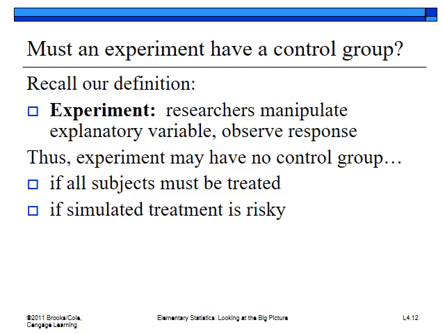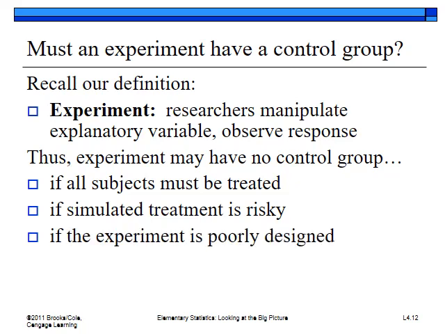We may have no control group if the simulated treatment is risky. Let's say there's a new treatment for a heart valve defect that involves open heart surgery. In order to have a control group, we have to give the control group something that seems like they have received the treatment. But performing open heart surgery on someone and doing nothing is not a good idea.